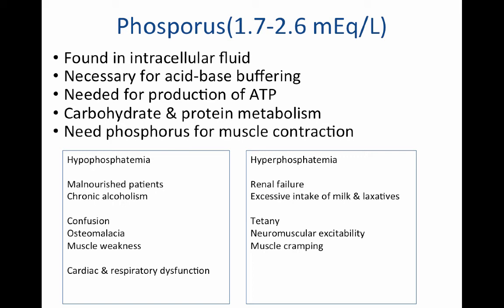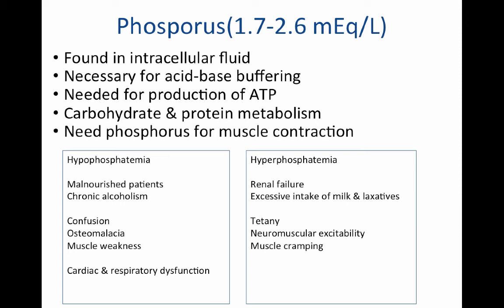Now, hyperphosphatemia, neuromuscular excitability, confusion comes with hypophosphatemia, I apologize. So again, the biggest thing with hyperphosphatemia are all the signs of hypocalcemia.